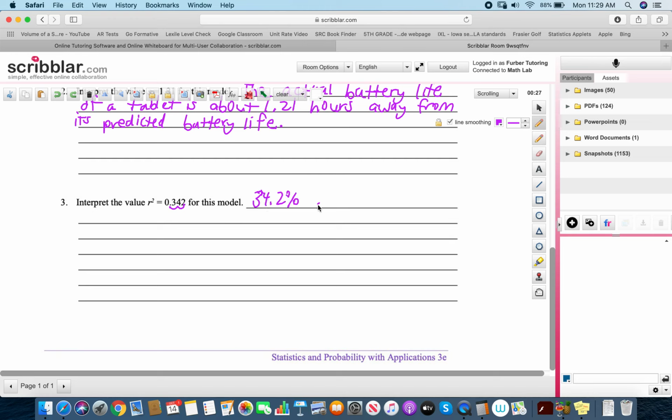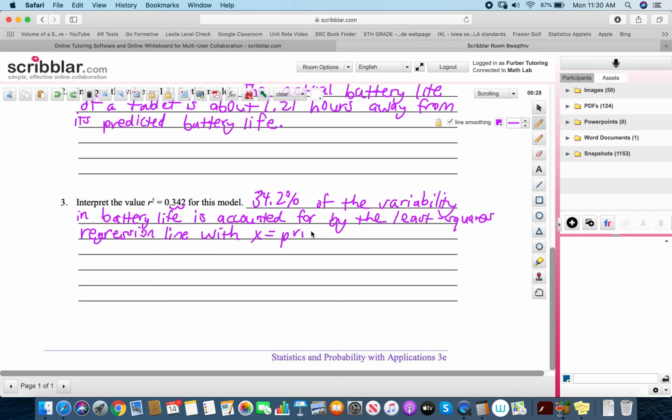34.2% of the variability in battery life is accounted for by the least squares regression line, with the explanatory variable being the price.